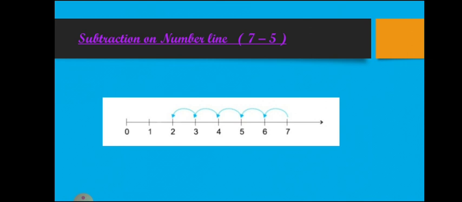So start from 7 and then jump. How many jumps? 5, because we have to subtract 5 from 7. So start from 7, then move to the left side with 5 jumps, then we reach 2. It means 7 minus 5 is 2. So it is easy.